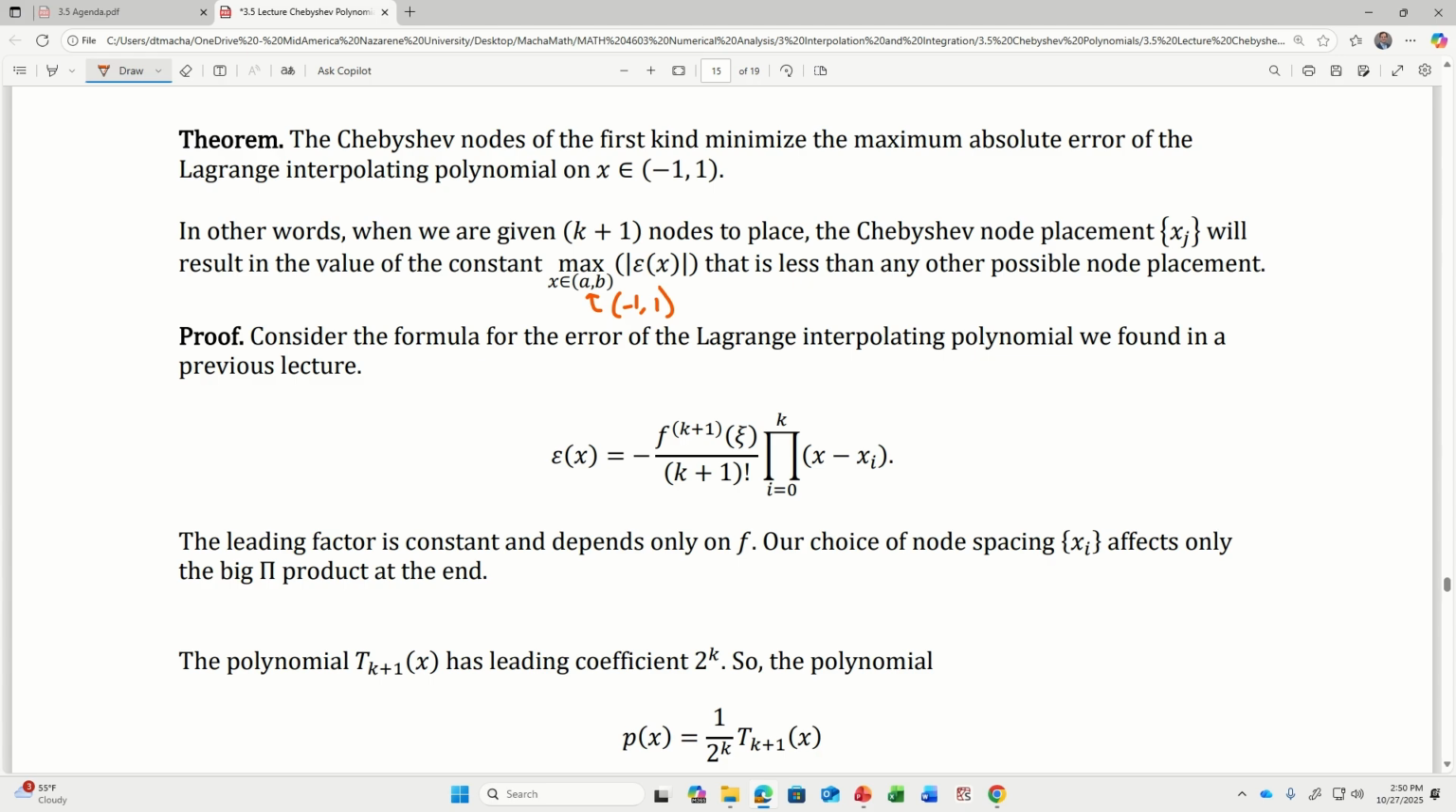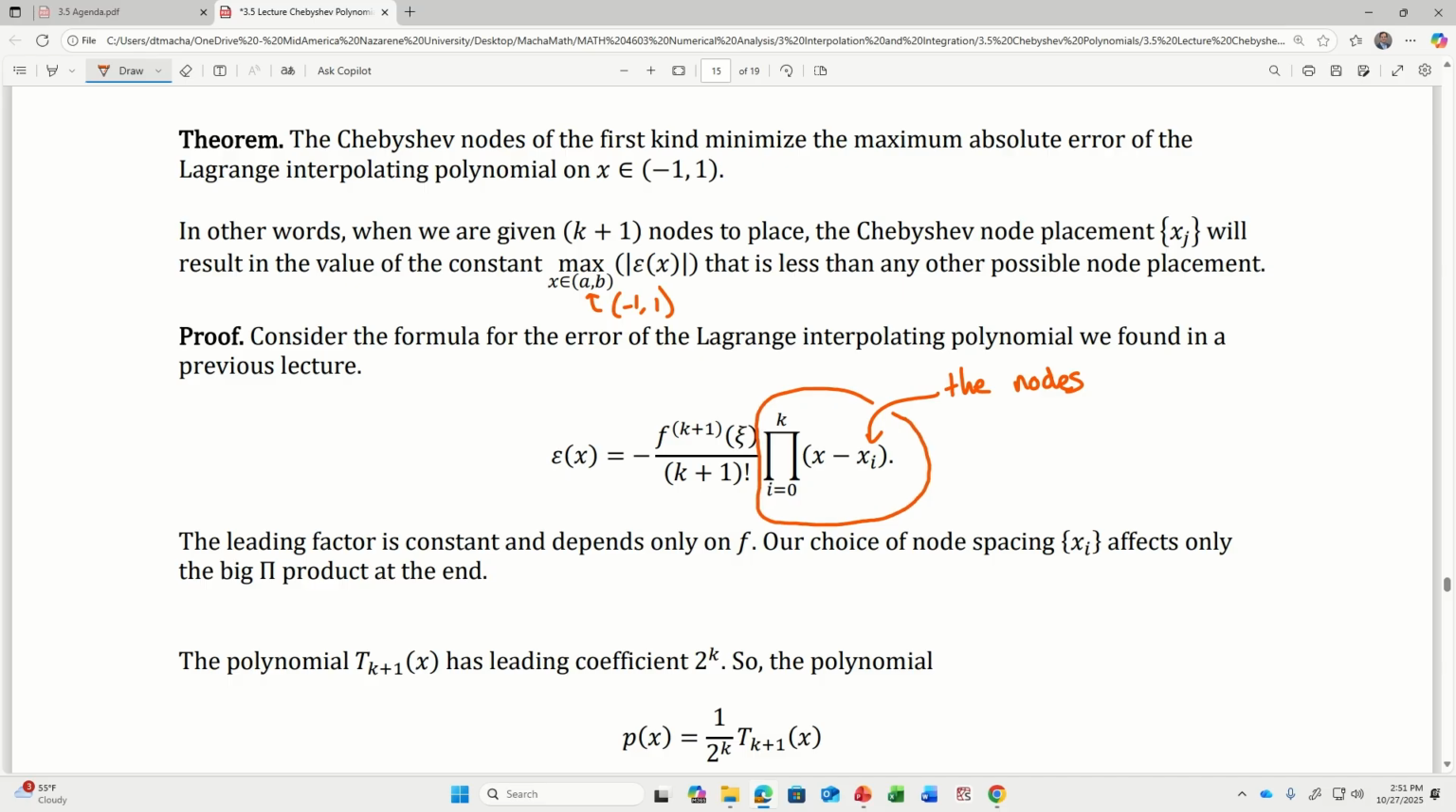So in the proof, we start off by considering that formula that we love so much that tells us the error of the Lagrange interpolating polynomial we found in a previous lecture, right? The big scary formula. This leading factor that contains the k plus 1th derivative of the function, that's a constant, it doesn't matter. K plus 1 factorial, that's a constant, it doesn't matter. The only thing that depends on the node spacing is the product, because these xi's are the nodes. So this is the part that we actually have control over.